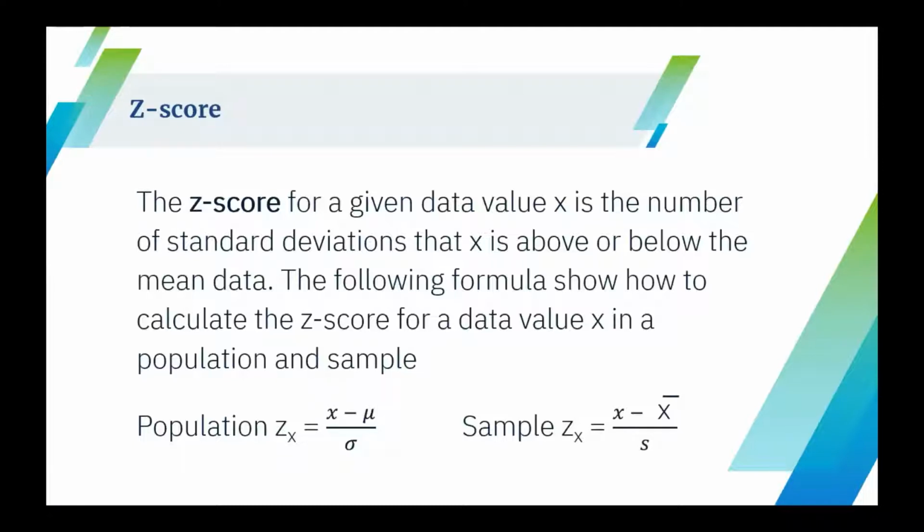The following formula shows how to calculate the z-score for a data value x in a population and in a sample. In a population, the z-score of x is equal to x minus mu over the standard deviation sigma, while in a sample, the z-score of x is equal to x minus x bar over the standard deviation s.